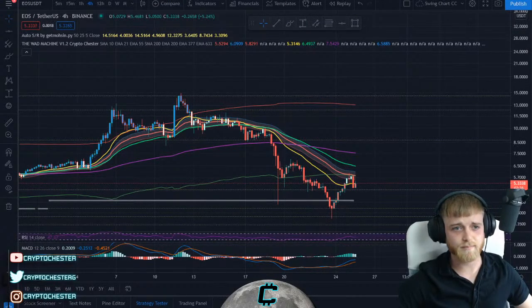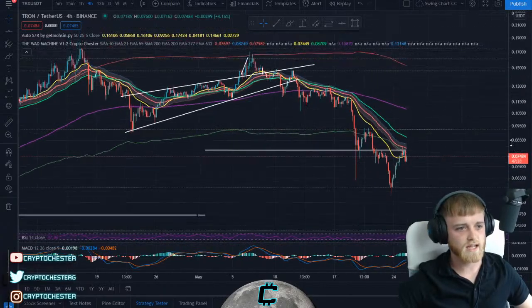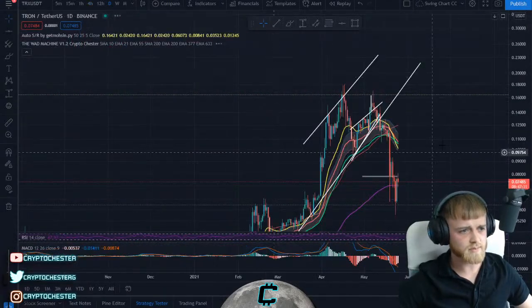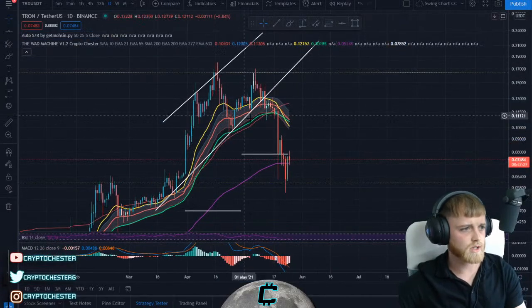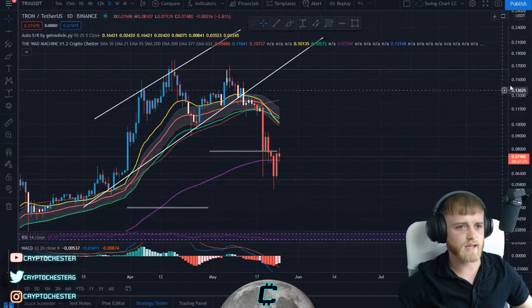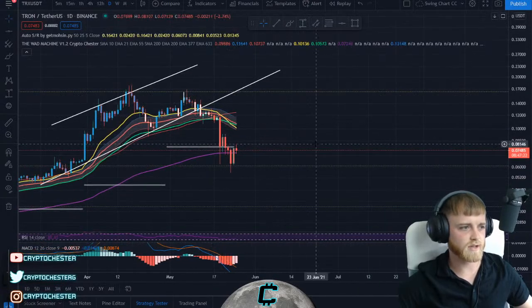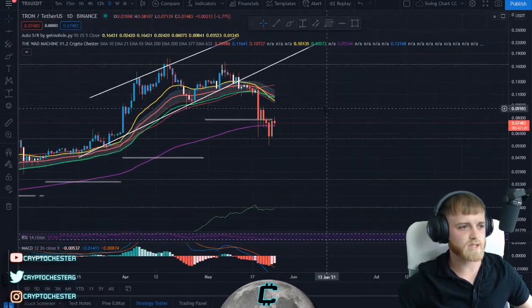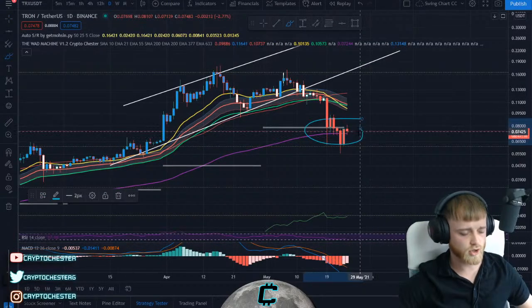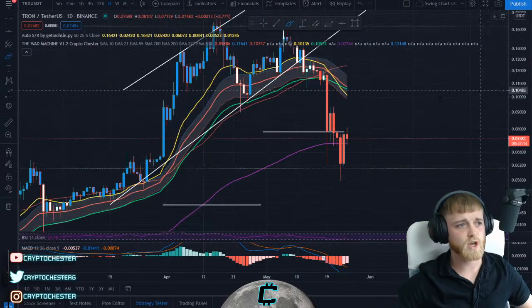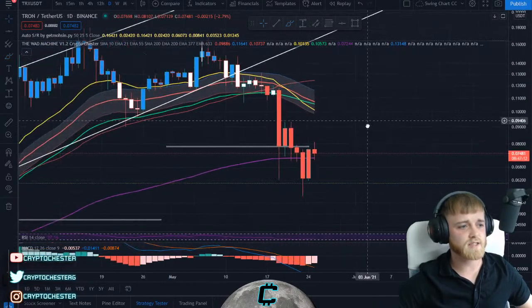Let's go to Tron. Let's do a little bit of Tron, and jump to the daily on Tron now. Let me get rid of all that mess there. As you can see, we do have those dominant trend lines coming through there, but we did lose them pretty significantly when we saw that drop. At this point in time, we are finding a nice level of support on this 200 moving average. So that's definitely something to consider.